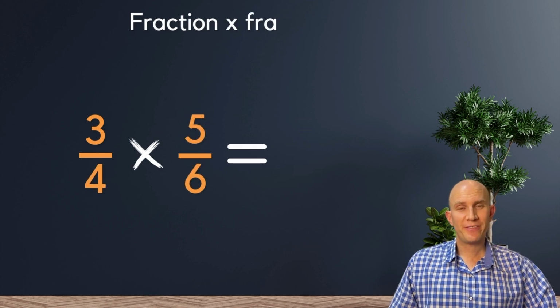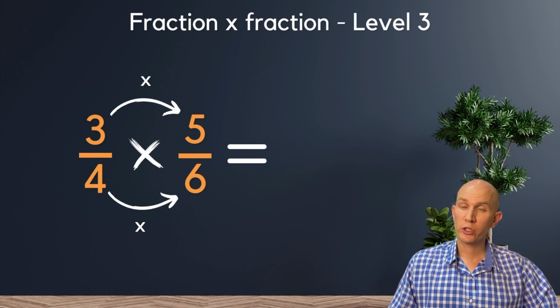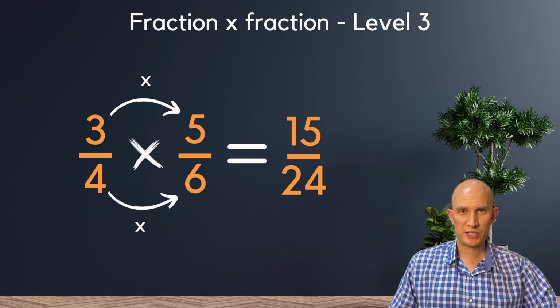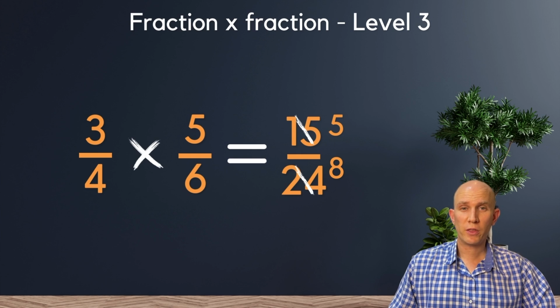Which brings us to the final category. Here, once again, we're going to use the same method, multiplying the numerators together and the denominators together, which results in this answer. Can you think of a number that can be divided into the top and the bottom? If you said 3, you're spot on. So 15 divided by 3 is 5, and 24 divided by 3 is 8.